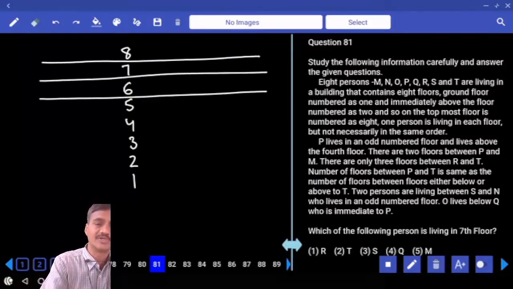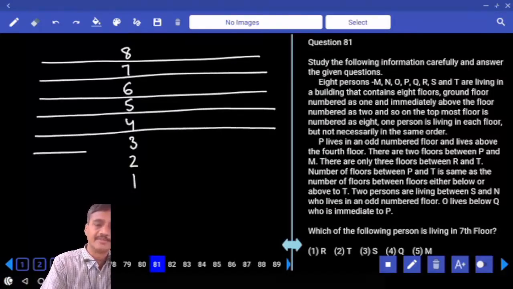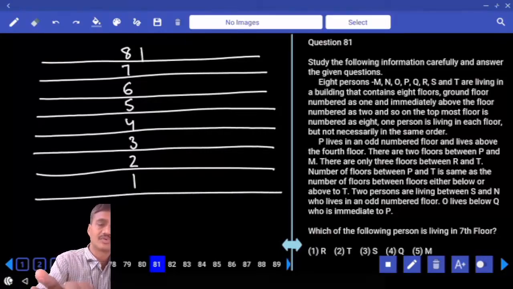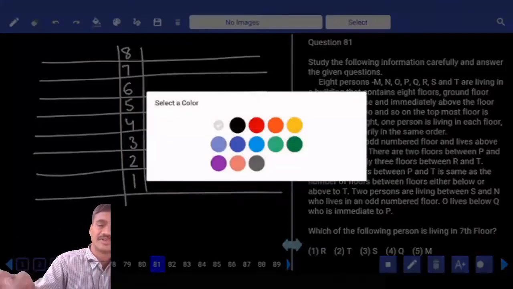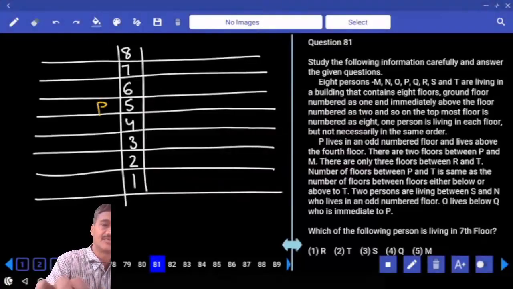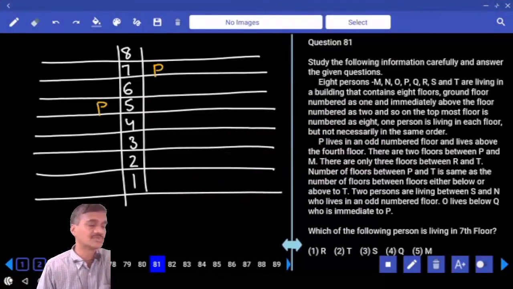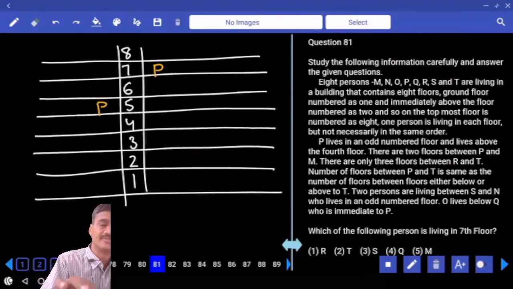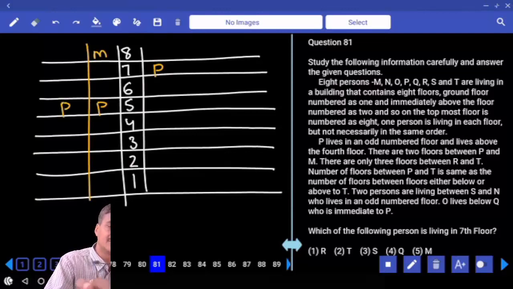What are the different possibilities we have for this P? P lives on an odd number floor above floor number 4, so either 5 or 7. Hence P is on floor number 5, or P can be on floor number 7. So many possibilities we have? 2 possibilities. And next one, there are 2 floors between P and M. Now in between P and M there are exactly 2 floors, so M can be above P or M can be below P.